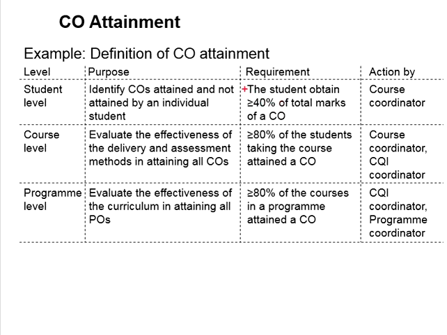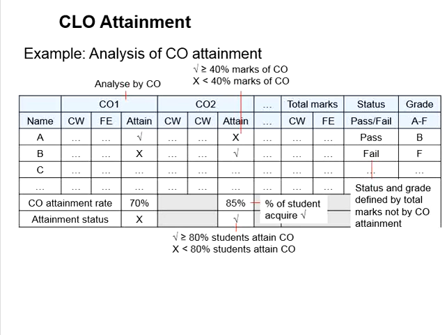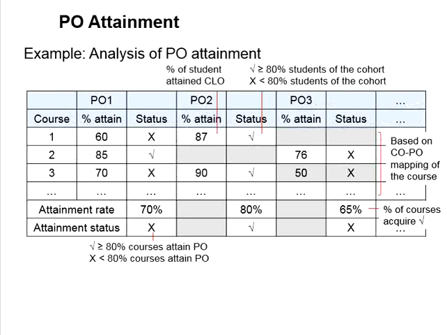The main focus here is not how we define the percentage. The main focus is that we have to find a state of having the ability to discriminate between good and poor performance in the context of course outcomes and program outcomes. Then we will focus the improvements on the COs and the POs that are not attained. Now let us discuss some examples of how to analyze the CO attainments as well as the PO attainments.